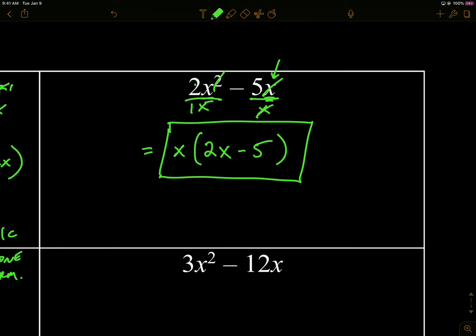We say that we factored out an x, is what we say. Right? Some of the language is we factored out an x. We took an x out of this term, and we took an x out of that term, and we just show what it is we took out there. That's our factor.